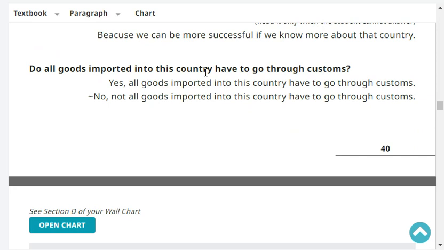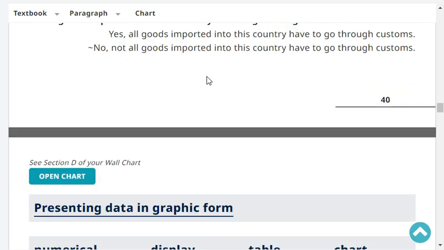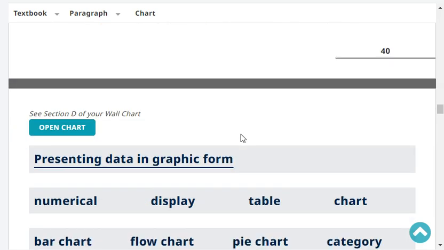Next, do all goods imported into your country have to go through customs? Yes or no? Yes, all goods imported into my country have to go through customs.